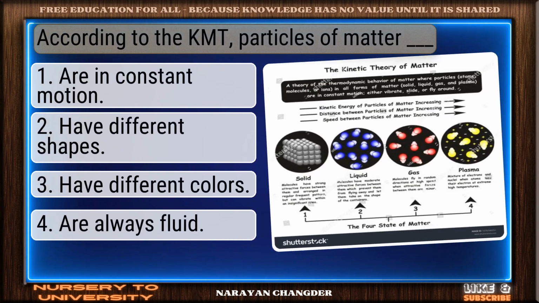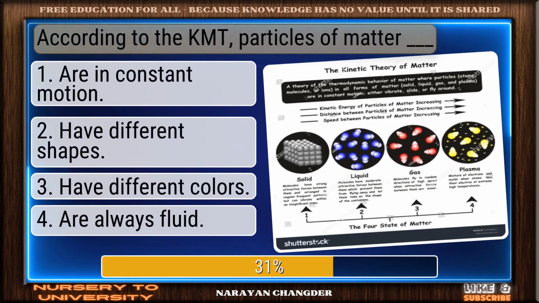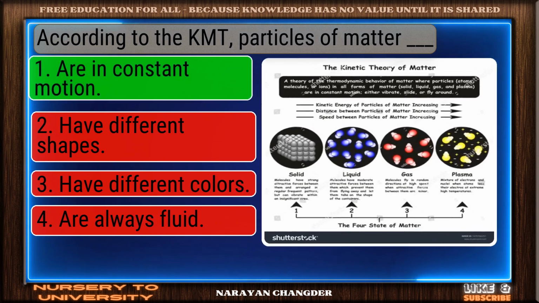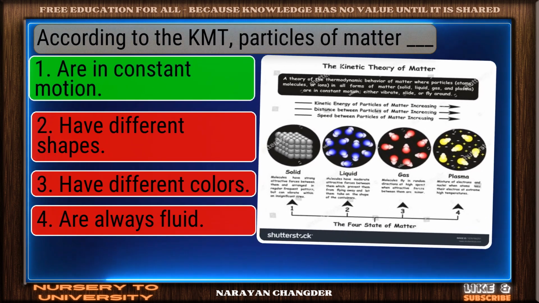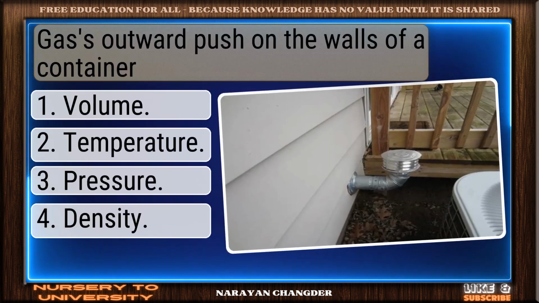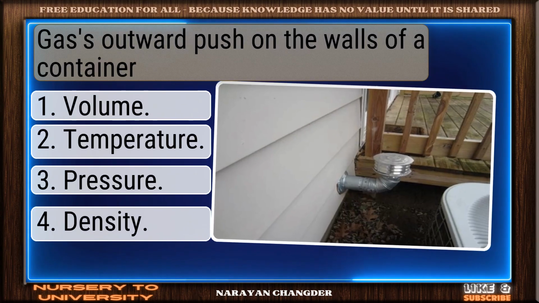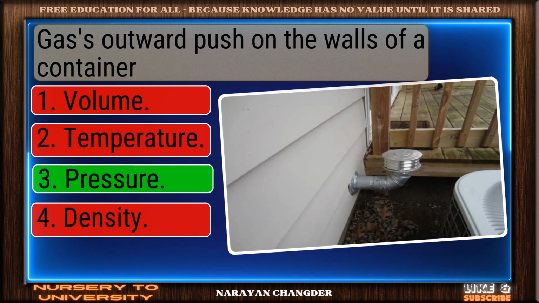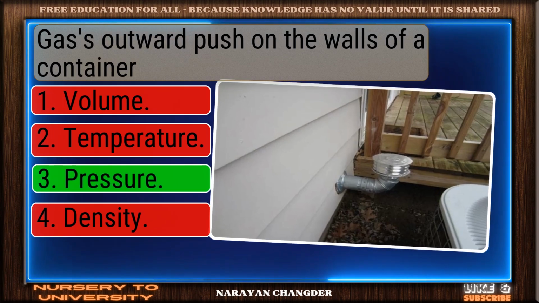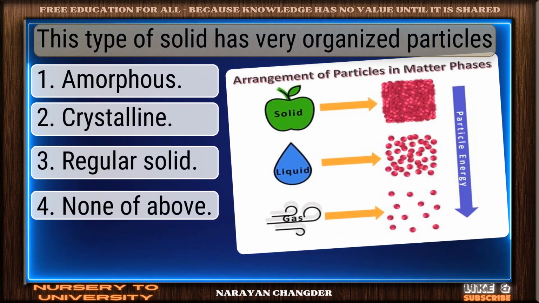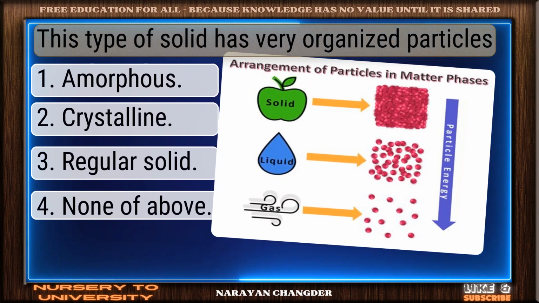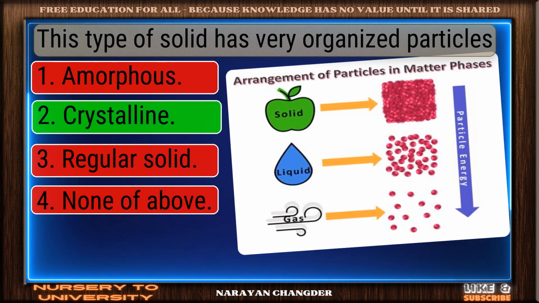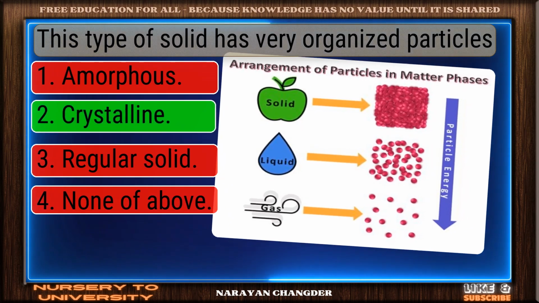According to the theory, particles of matter dash. Well done. Are in constant motion is the right choice. Gases push outward on the walls of a container. Good thinking. Pressure is the right answer. This type of solid has very organized particles. Exactly. Crystalline makes sense and it is the right choice.